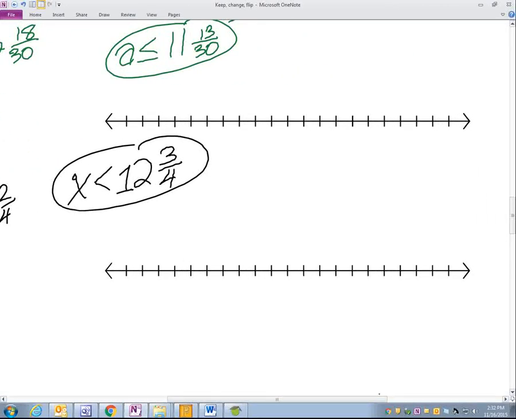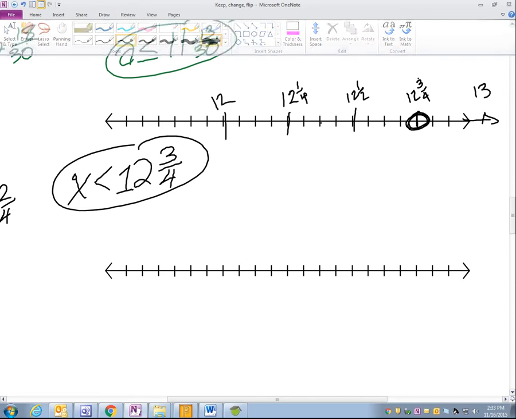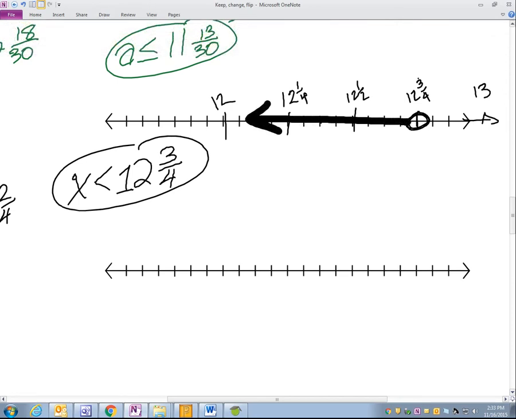All right, this one here, I'm going to have this be 12. 1, 2, 3, 4. 12 1/4. 1, 2, 3, 4. 12 1/2. 1, 2, 3, 4. 12 3/4. 1, 2, 3, 12, 13. So this one here, I have an open circle because it is not including that number. And it goes that direction.